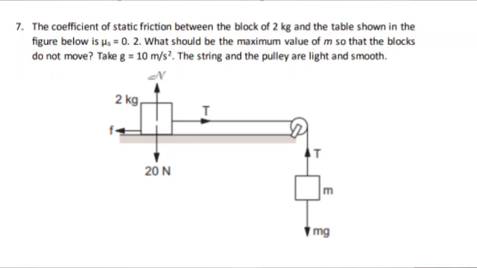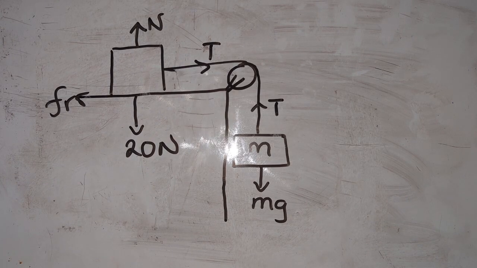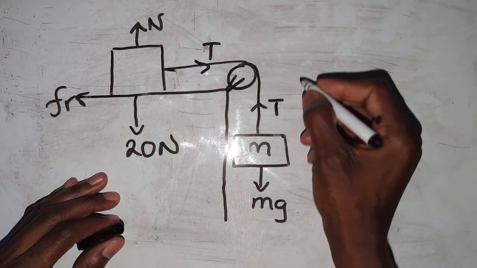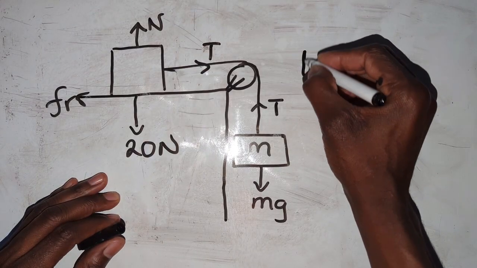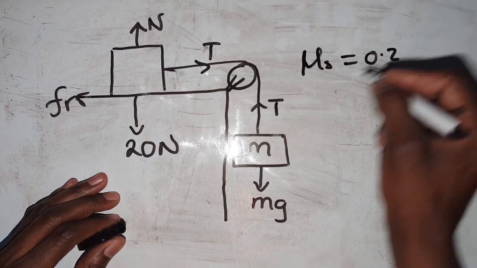Hello viewers, today we are going to deal with dynamics. Of course, this question requires us to know how to calculate the mass of this object if the objects are static. If the objects are static, whereby we've been given the information already in the question, which is above there, the coefficient of static friction is given as 0.2.